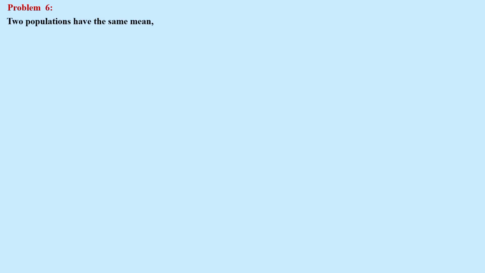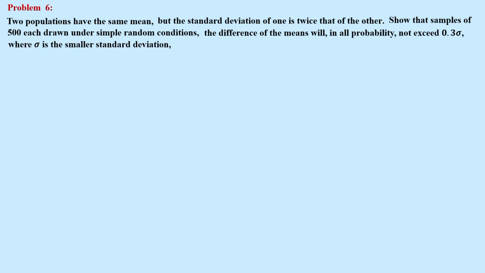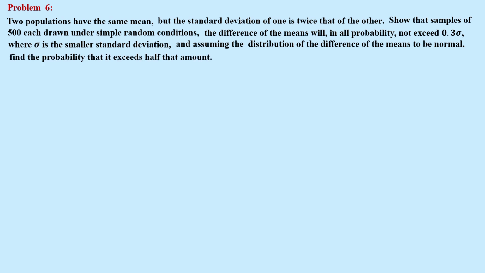Next problem. Two populations have the same mean, but the standard deviation of one is twice that of the other. Show that for samples of 500 each drawn under simple random conditions, the difference of the means will in all probability not exceed 0.3 sigma, where sigma is the smallest standard deviation. Assuming the distribution of the difference of the means to be normal, find the probability that it exceeds half that amount.